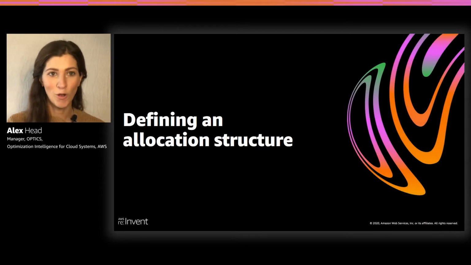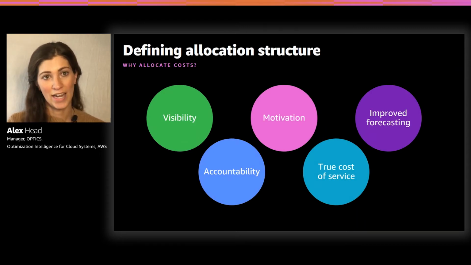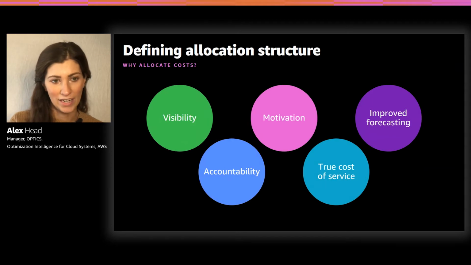First thing, most important step, is defining an allocation structure. When you have this conversation, you want to think, why? Why am I allocating cost? And right here I've highlighted 5 main pillars of what you will benefit from when you do that cost allocation.